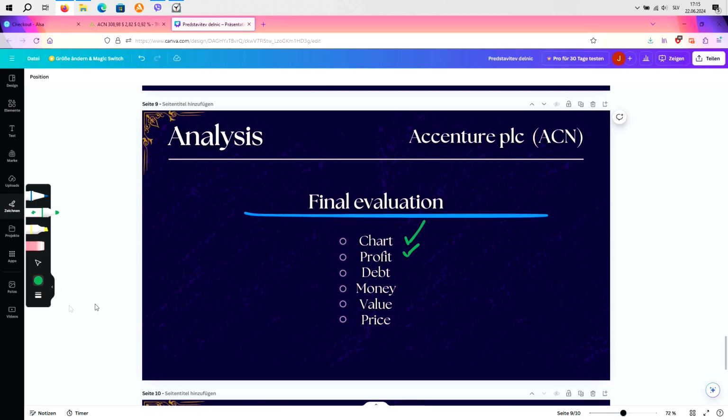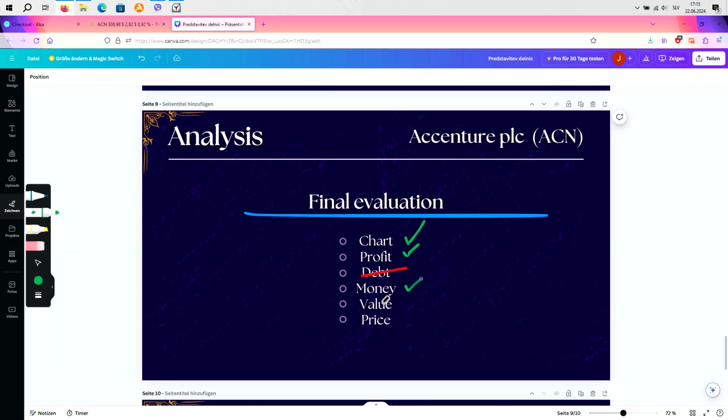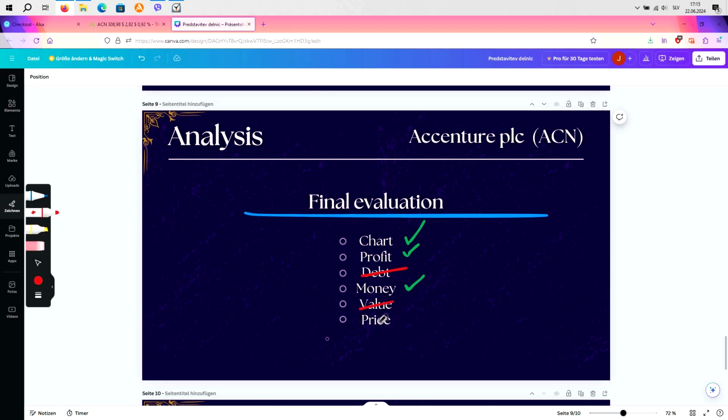Debt, is the debt decreasing? No, it's not. You can also take a look at that. Do they have money on the bank account? Yes, 8 billion euros. Now the value, is the stock undervalued? No. And is the price below 150? No. Now we have 3 yeses, or let's say 3 times yes and 3 times no.